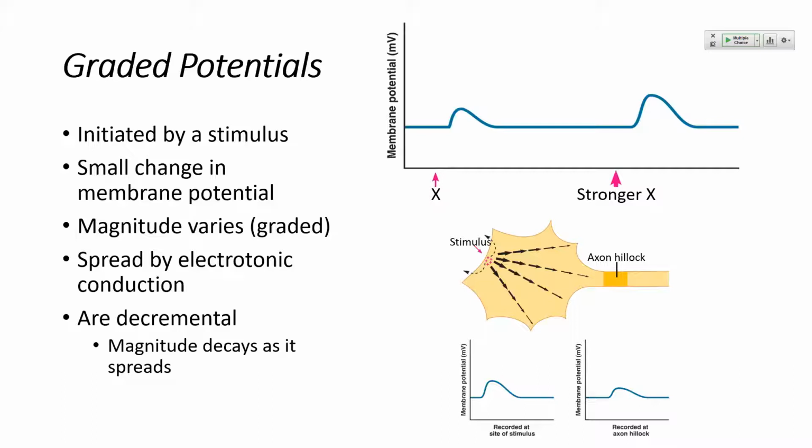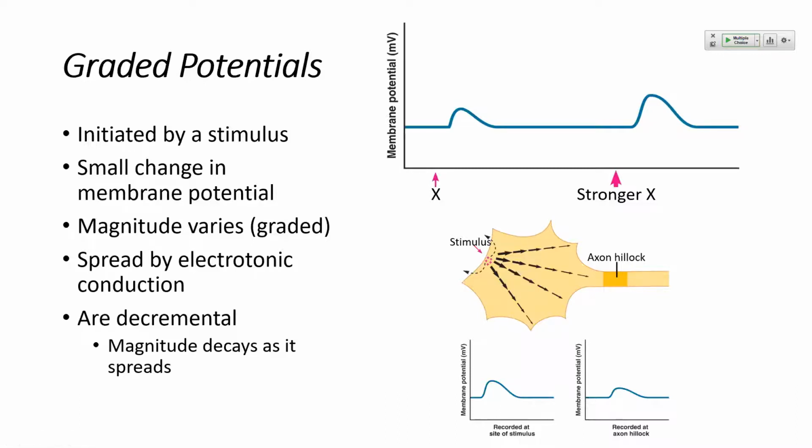And just in a similar way that you have a battery with that separation of negative and positive having a potential to transfer a current or a force, we have that same type of conduction happening here. These are decremental, meaning that they will decay or decrease in their magnitude as they move away from the stimulus. So at the site of the stimulus, which is here on the cell body, we have strong graded potentials, but as they move towards the axon hillock, they eventually dissipate or decay, and that's what we mean by decremental.